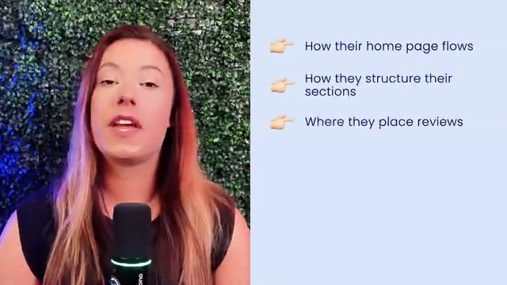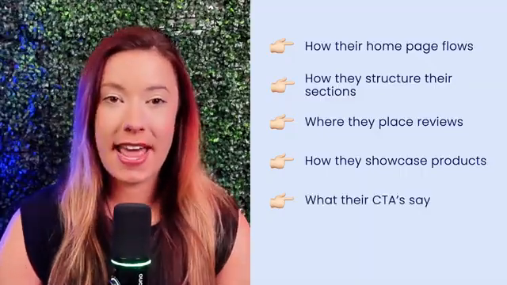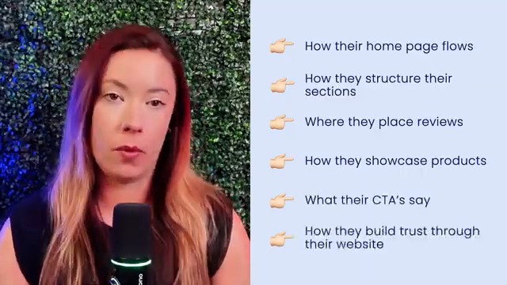So go to Google and type in one of these three things: your niche, your product type, or your target audience, and start opening different e-commerce websites that show up first in search. Then pay attention to things like how their homepage flows, how they structure their sections, where they place reviews, how they showcase products, what their calls to action say, and how they build trust throughout the website. We're not copying them though. We're just studying patterns here, because once you start analyzing enough successful stores, you'll realize they all use very similar psychological structures.